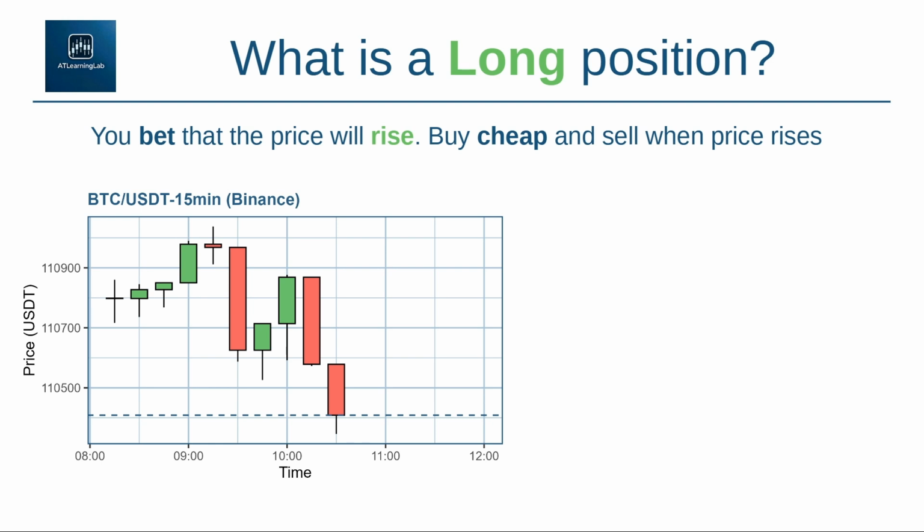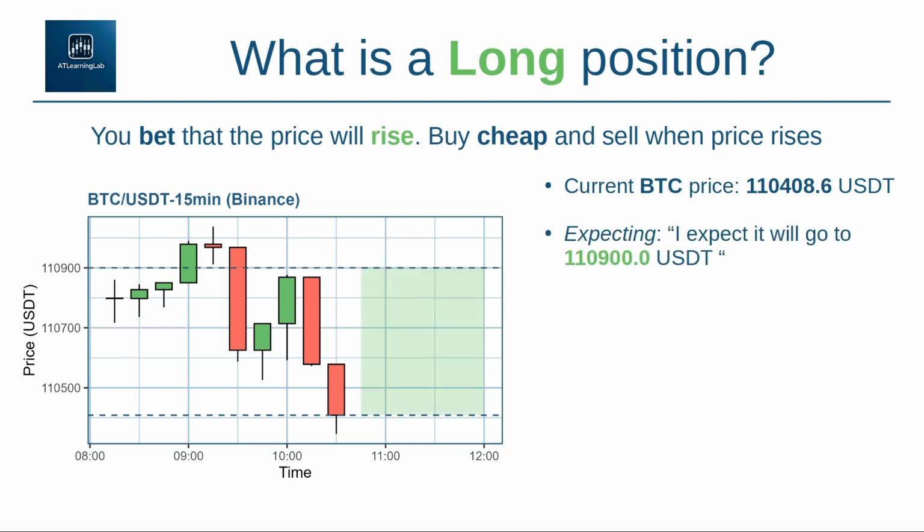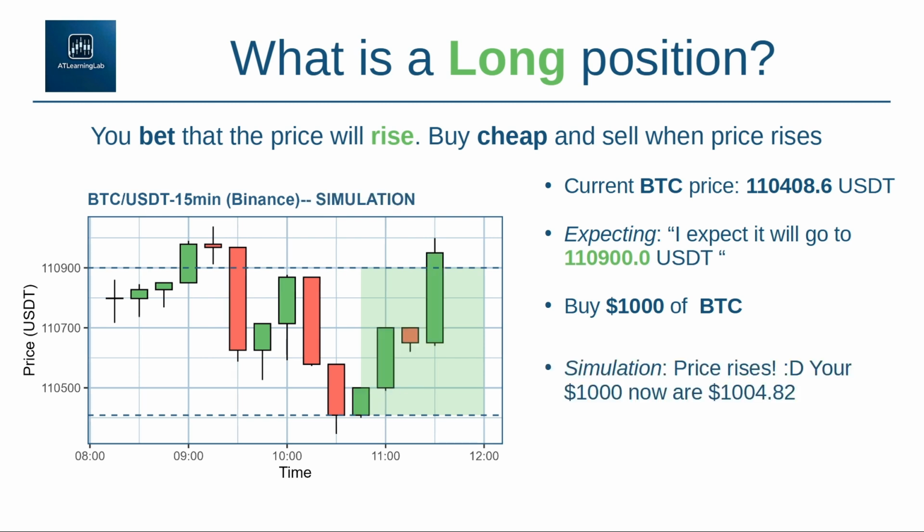For example, we have this graph over here that right now is at 110,000 USDT. And then you say, hey, I expect that the price will go up to, in this case, 110,900 USDT. So basically, you buy $1,000 of Bitcoin, and then let's say, because this is a simulation, that the price rises. So perfect, your $1,000 are now $1,004. So basically, you sell the Bitcoin and you won $4.82. So this is the easy part, the one that everyone understands.